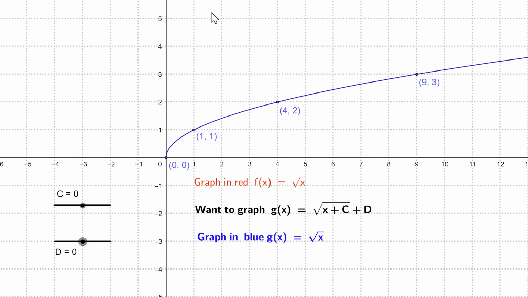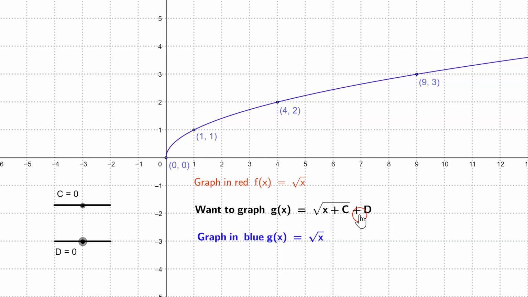In this video, I want to show you both horizontal and vertical translations of a parent graph. My parent graph is going to be f of x equals the square root of x, and I want to graph g of x that equals the square root of x plus c plus d. Notice the plus c is inside the function underneath the square root sign. The plus d is after the function or outside the function.